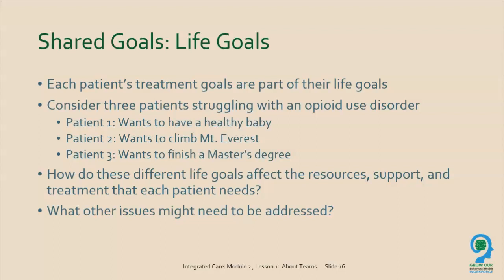So as you're thinking about this, pause for a moment. Go ahead and pause the video and write down a couple of ideas. How do these different life goals affect the resources, support, and treatment that each patient needs? And what other issues might need to be addressed for each one of these patients? Might there be issues in their daily lives and housing and their other resources? Relationships? So what are the issues that might come to bear on this patient's treatment?